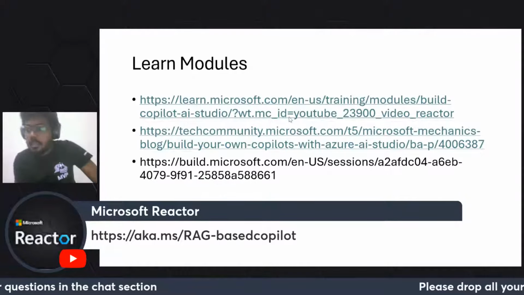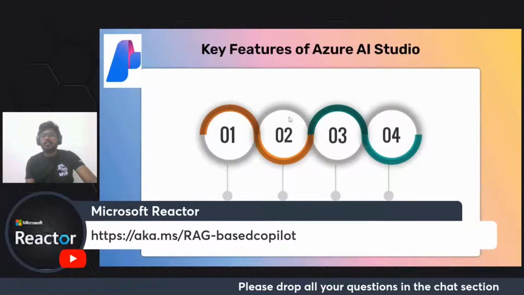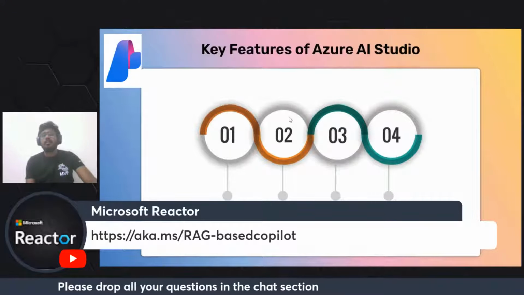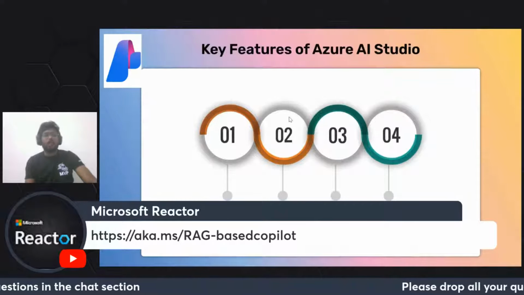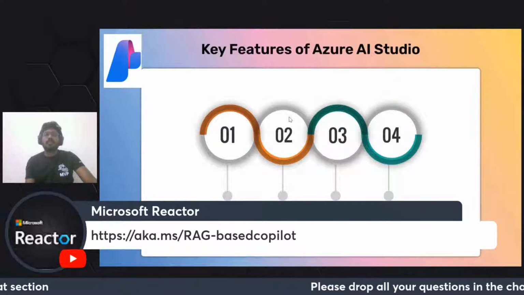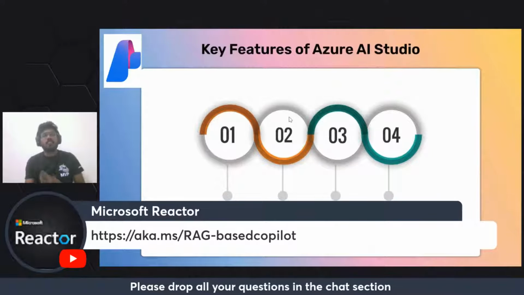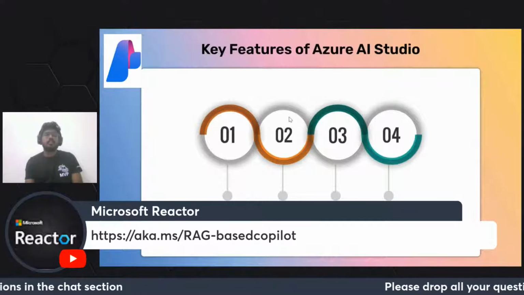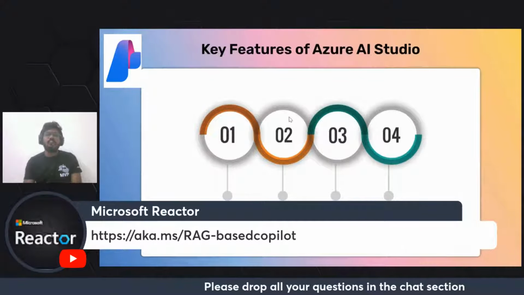At the end of this presentation, I would like to show you the key features of Azure AI Studio. We have pre-trained models. Of course, we have a lot of pre-trained models, such as the model catalog models and others, that are already here. The only thing is we need to utilize and apply these models as per your requirements.